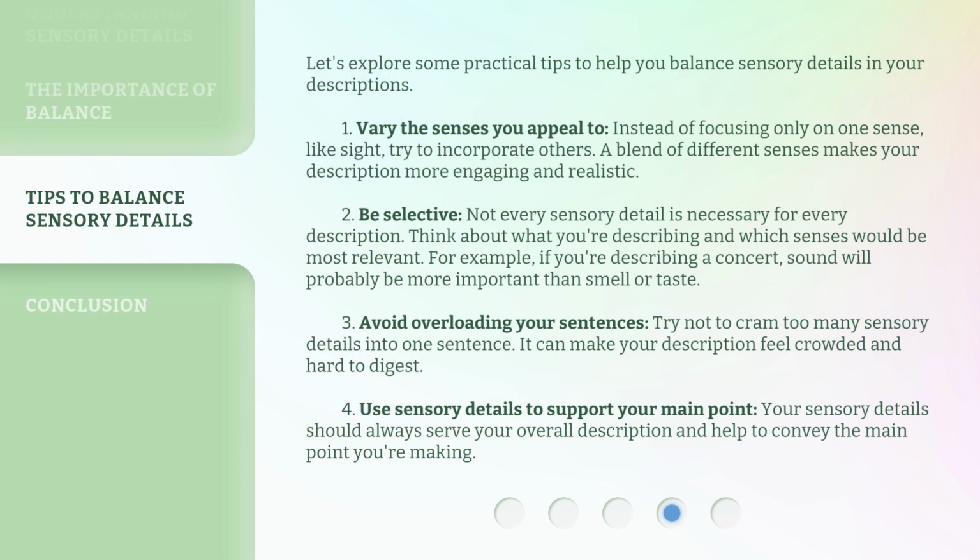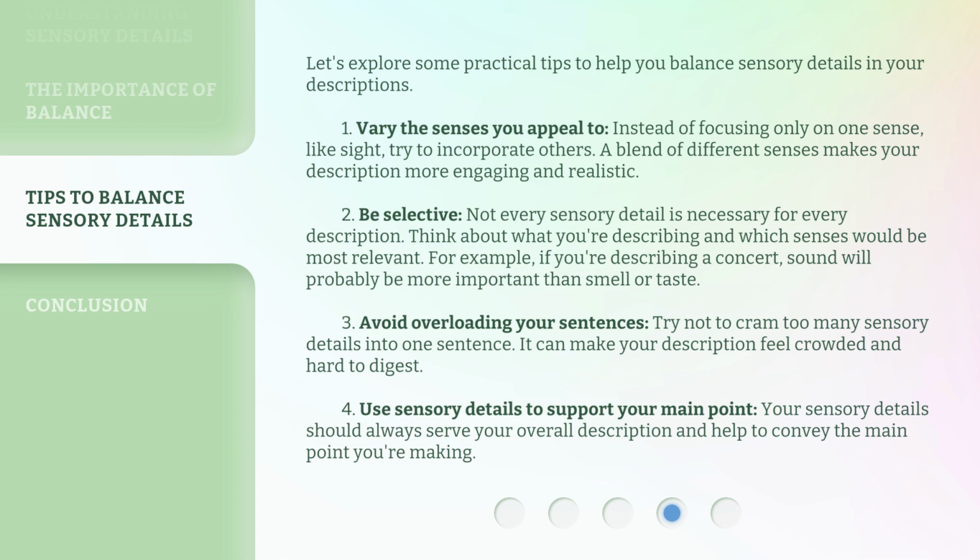Let's explore some practical tips to help you balance sensory details in your descriptions. 1. Vary the senses you appeal to. Instead of focusing only on one sense, like sight, try to incorporate others. A blend of different senses makes your description more engaging and realistic.